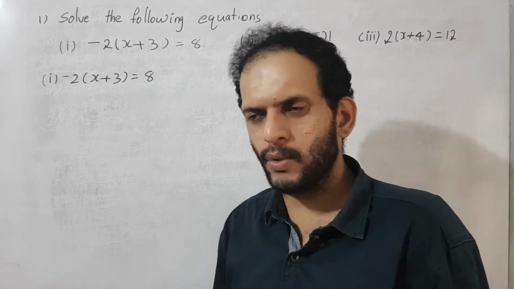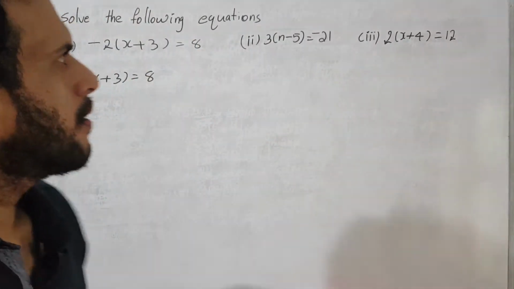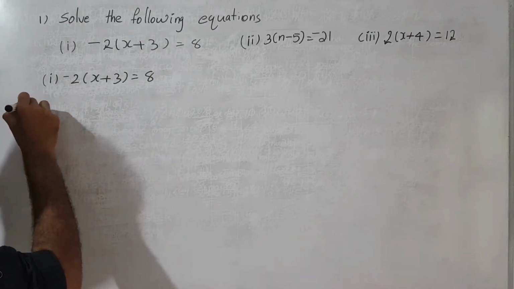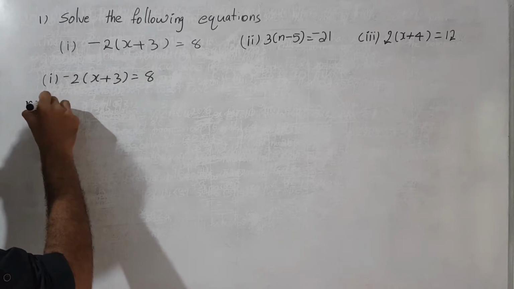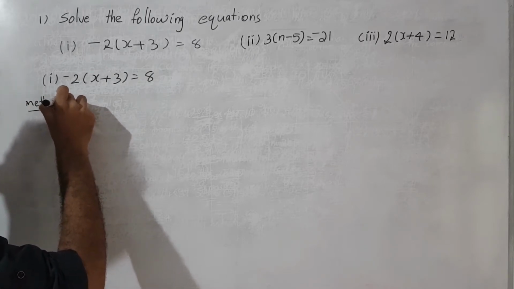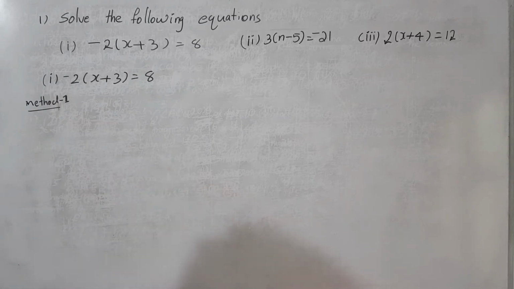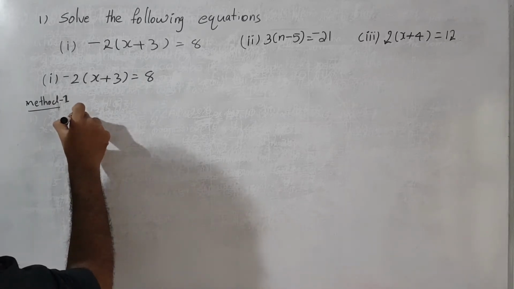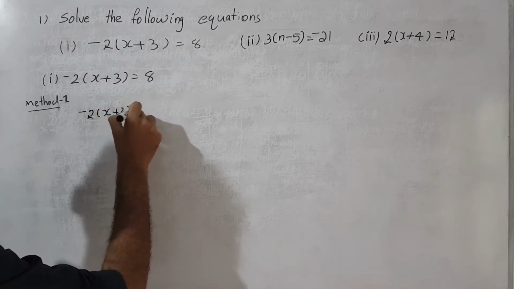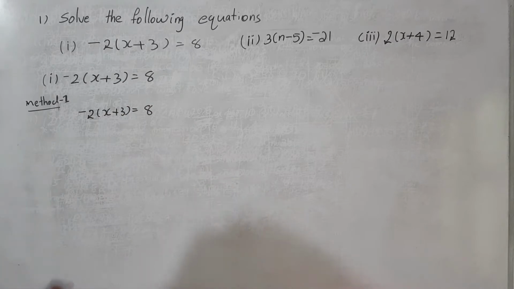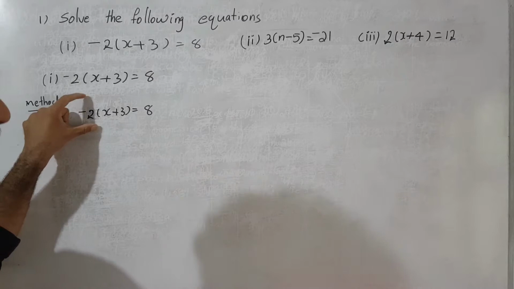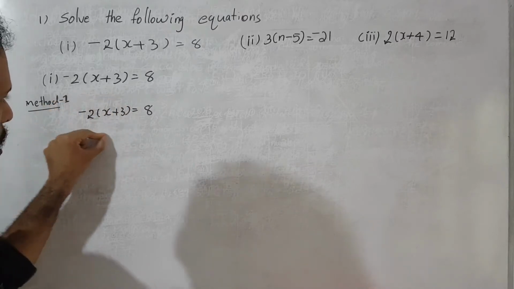Okay, I will explain the two methods here. The first method is like this. Method 1: in only one example I follow two methods. Method 1, we write once again the same question: minus 2 into (x plus 3) is equal to 8. Then method 1, I told you what the first method is: the number we are multiplying commonly, that we transpose first.